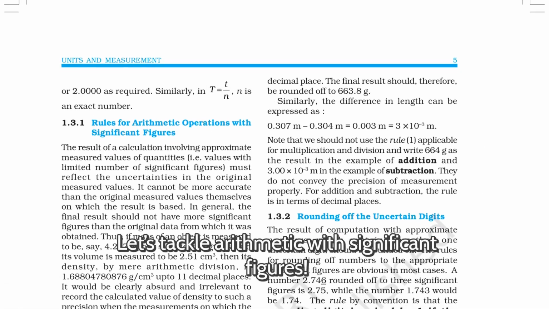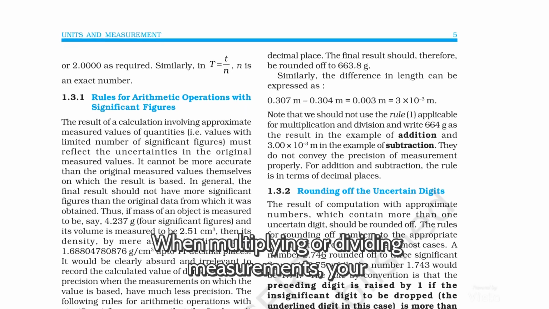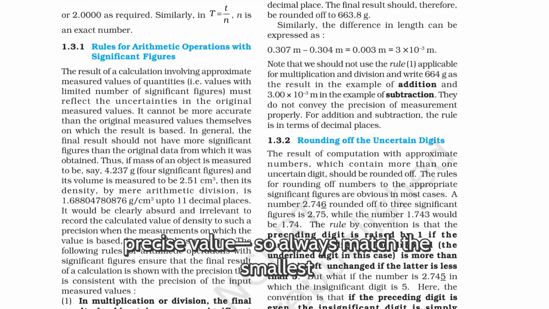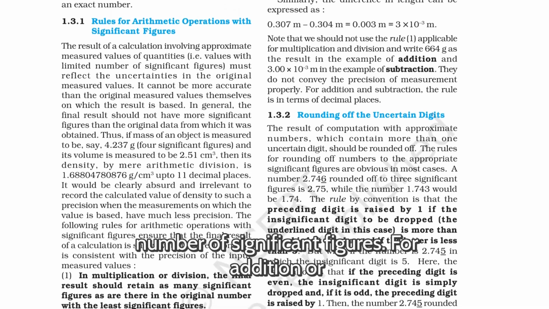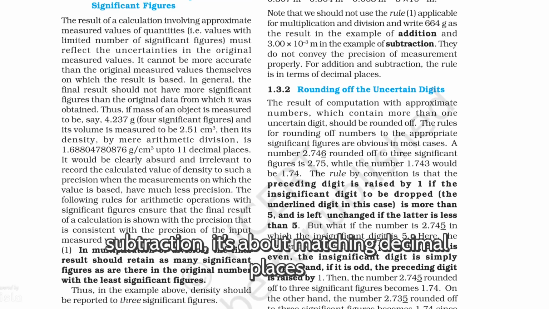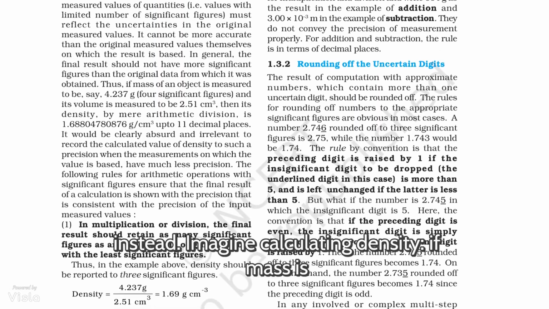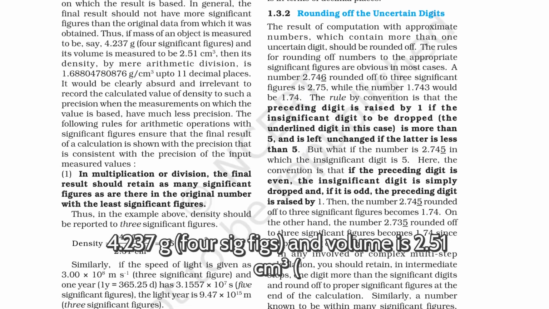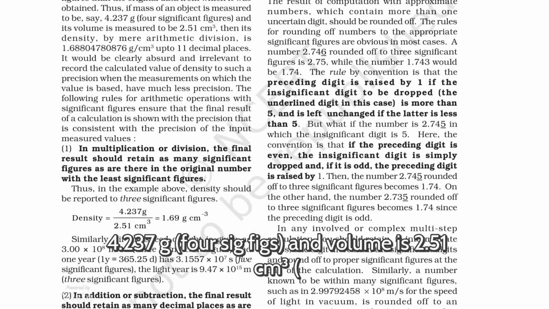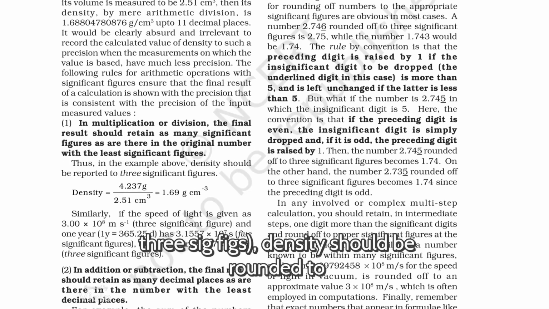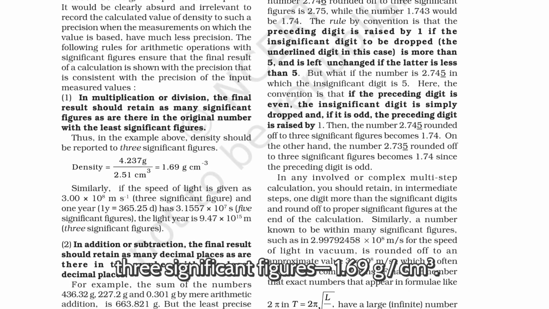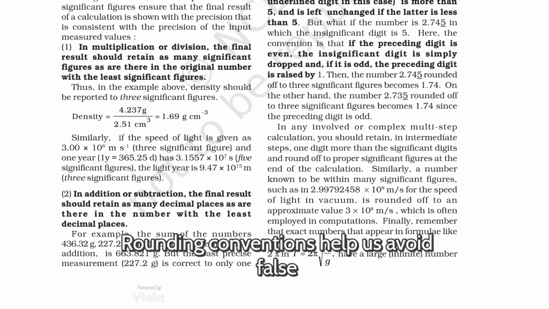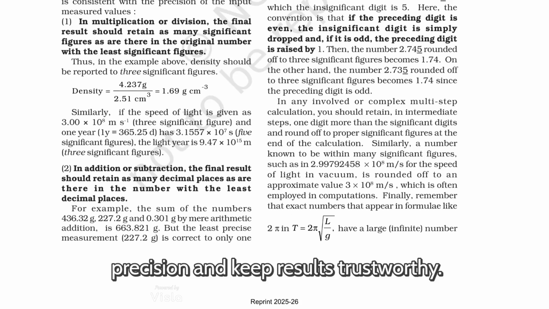Let's tackle arithmetic with significant figures. When multiplying or dividing measurements, your answer can't be more precise than your least precise value, so always match the smallest number of significant figures. For addition or subtraction, it's about matching decimal places instead. Imagine calculating density. If mass is 4.237 g, 4 sig figs, and volume is 2.51 cubic centimeters, 3 sig figs, density should be rounded to 3 significant figures, 1.69 g/cm^3. Rounding conventions help us avoid false precision and keep results trustworthy.